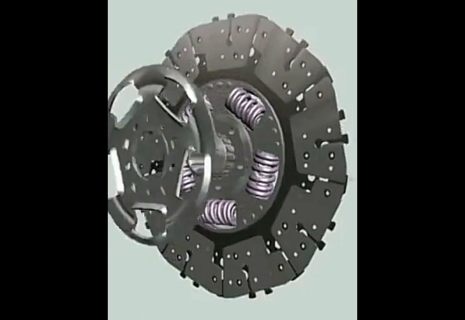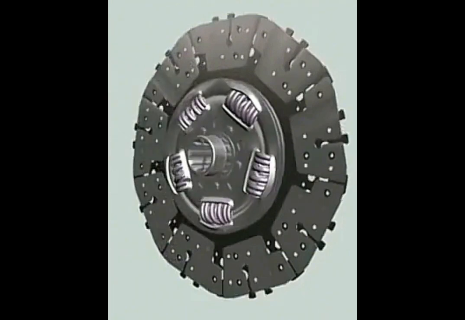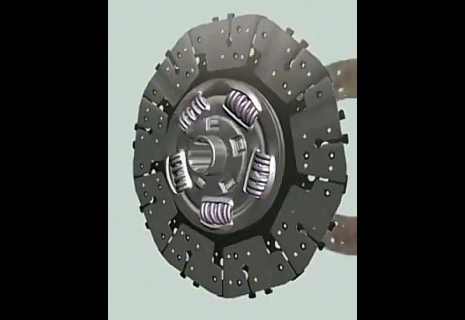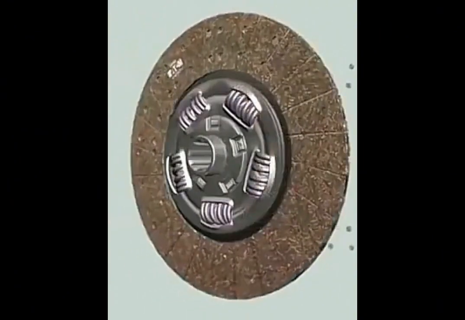Friction disc. These discs are attached to the driven shaft and are essential in allowing the driven and driving shafts to change directions. The friction created between the discs helps in the transfer of power.